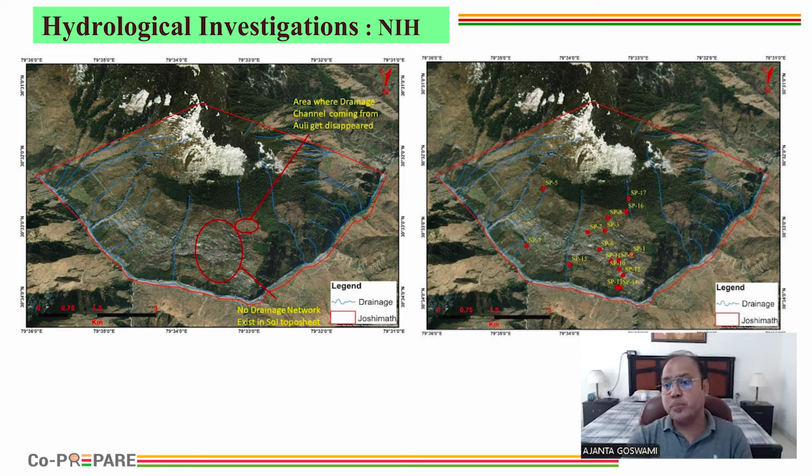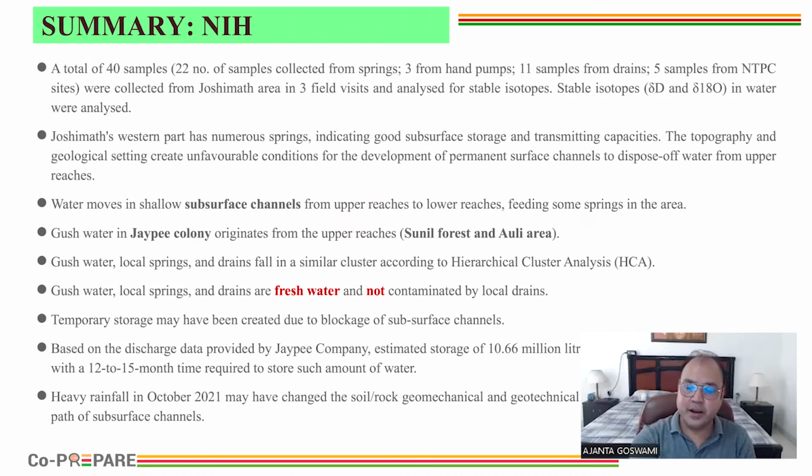These are the locations of springs from which they have taken samples. If I summarize the NIH report, they collected 40 samples: 22 from springs, 3 from hand pumps, 11 from drains, and 5 from NTPC sites. In 3 different field visits they collected that much data, and then stable isotopes in water were analyzed.